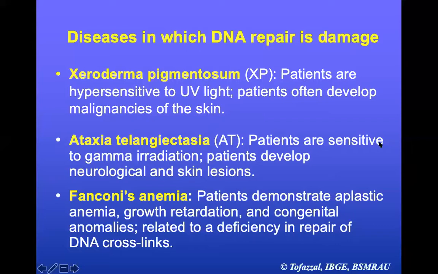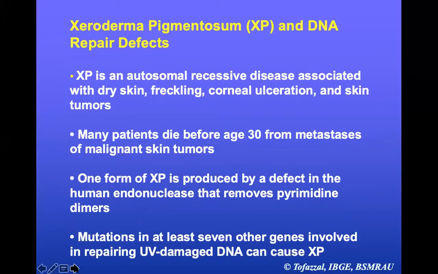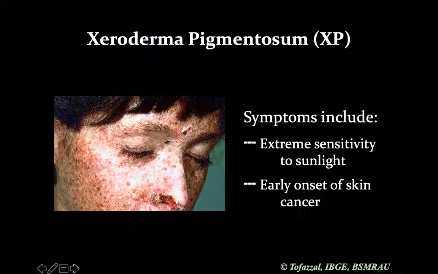Ataxia telangiectasia: patients are sensitive to gamma irradiation. Patients develop neurological and skin lesions. Fanconi's anemia: patients demonstrate aplastic anemia, growth retardation, and congenital anomalies related to a deficiency in repairing DNA crosslinks. So these are the diseases that can develop from DNA repair defects.